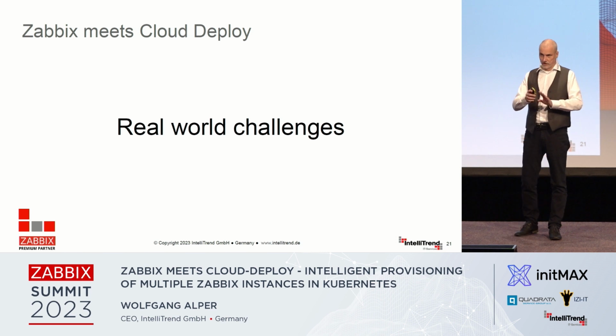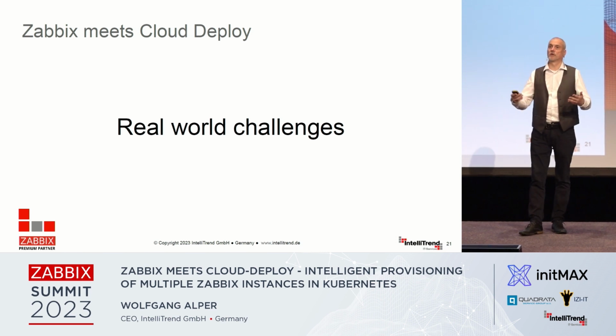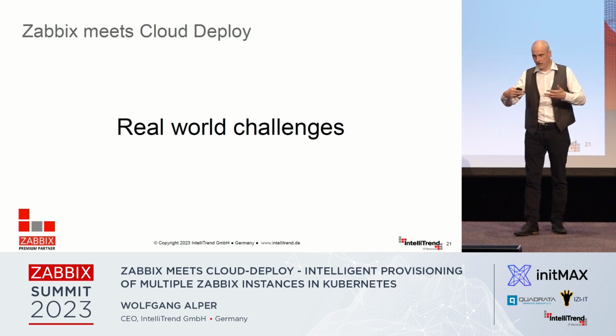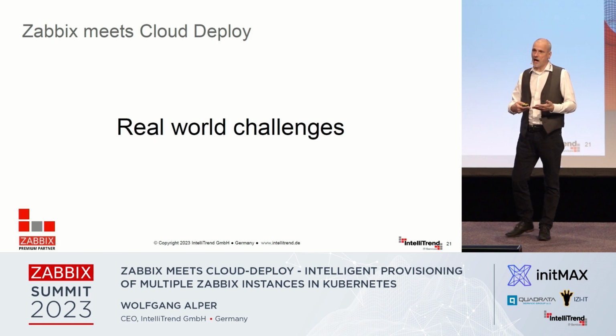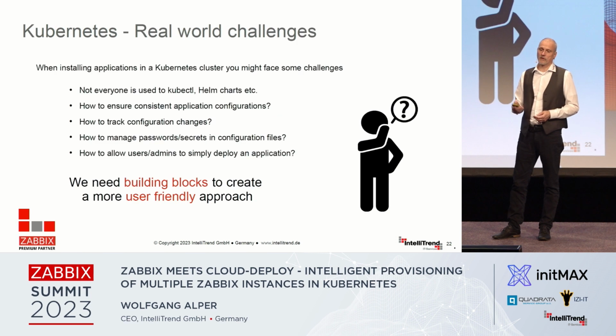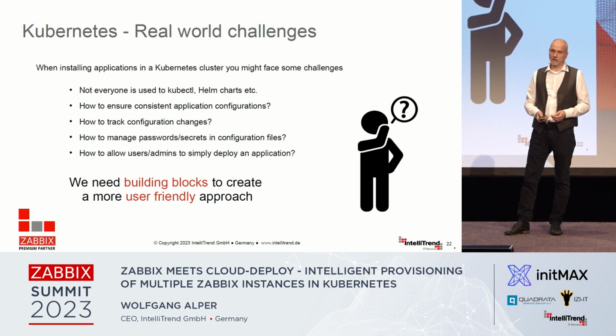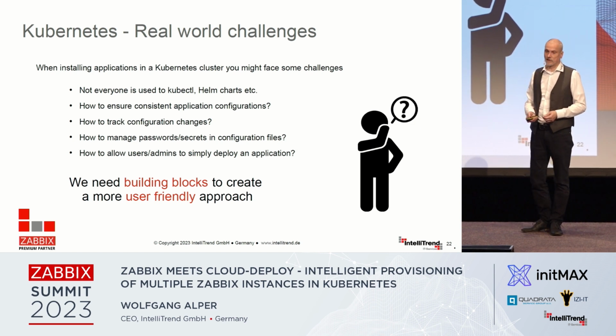Okay, so what I've tried to do is give a quick introduction to how Kubernetes works in general, how you can make a deployment, and how it would look, taking Zabbix as an example. So what are the real-world challenges from my perspective, or from our perspective at least, when installing applications like this in a Kubernetes cluster?